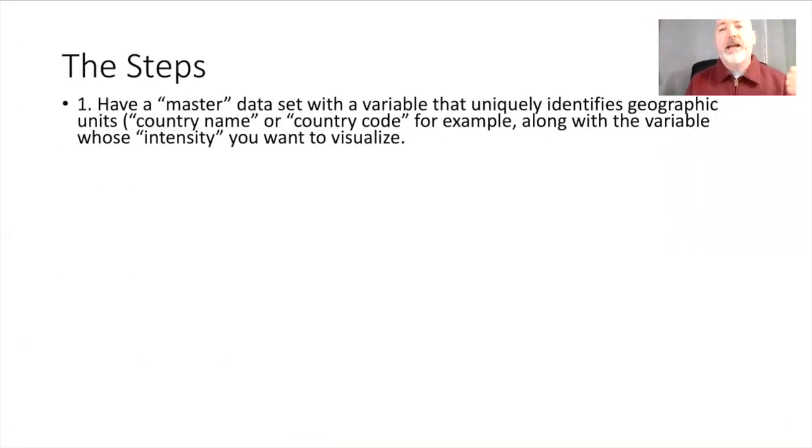So the steps, step number one, we're going to need a quote unquote master data file. This is going to contain the variable of interest, in our case, per capita GDP, as well as a variable, a column that has a unique geographic identifier, country name or country code, etc. Depending on what you're going to use this for, that's going to change exactly what that looks like, but you need that basic category filled, okay? So that'll be our starting point.